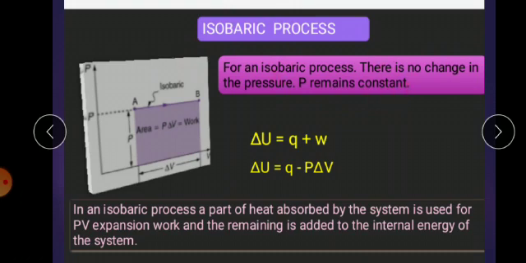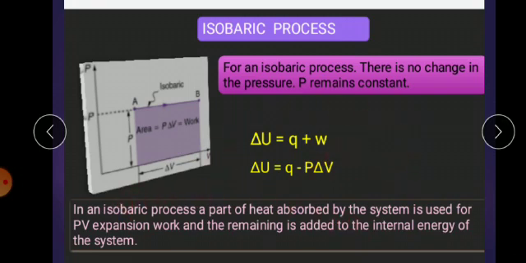So ΔU is equal to Q plus W. So ΔU is equal to Q minus W, where W is equal to minus PΔV. We can substitute the formula for W here: minus PΔV. In an isobaric process, a part of the heat absorbed by the system is used for PV expansion work and the remaining is added to the internal energy of the system.